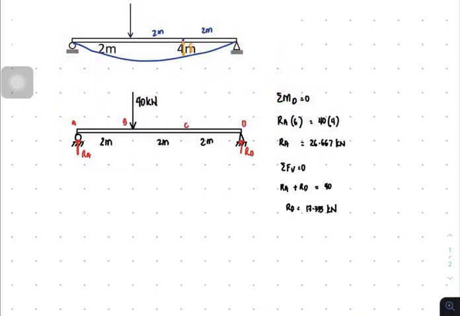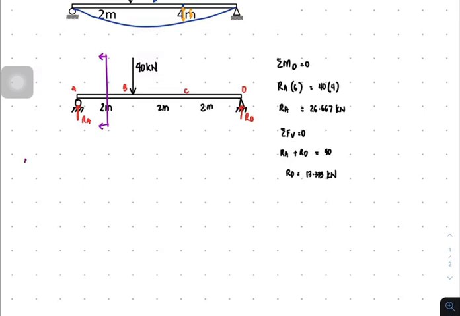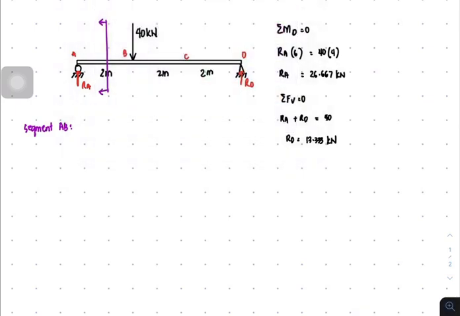Okay, what we're going to do now is cut through each segment. So let's start with AB. And we will consider the left section because it's obvious that the section on the left side is simpler compared to the right side. So this is for segment AB. Draw the beam of the portion of cutting, something like that.